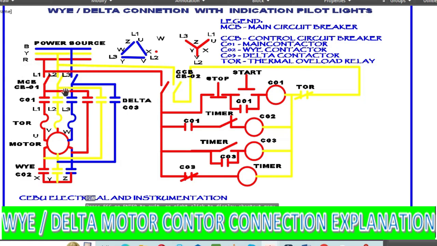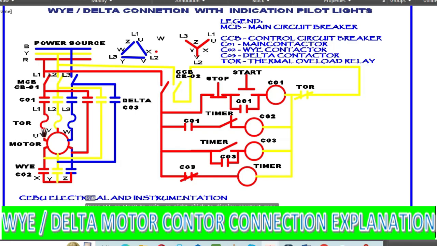So we have the circuit breaker, the MCB, main circuit breaker, and then the connection. If you look at the diagram, line 1 coming from R goes to the line side of the circuit breaker, as well as line 2 and line 3. Then the power connection goes from the load side of the main circuit breaker to the line side of the main contactor. From the load side of the main contactor, it goes to the line side of the TOR.